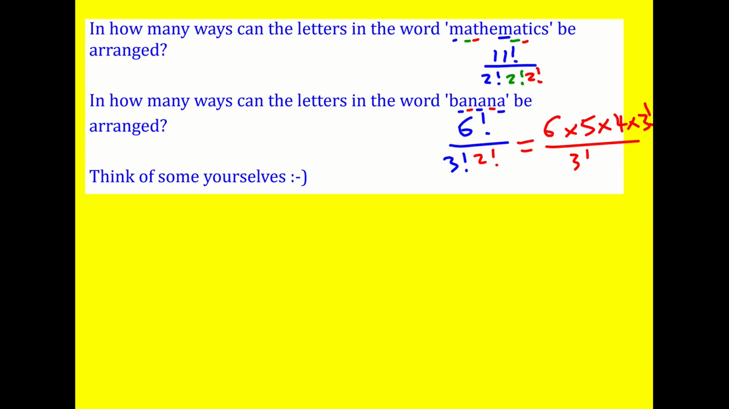This is not the only way you can do it, but it's not a bad shout. Then I can see the 3 factorial cancels with the 3 factorial. That 2, I can write it as 6 times 5. I can partially cancel the 4 with the 2, so 6 times 5 times 2. And I'm going to get 60 different ways of writing the letters, using the letters in the word banana. Can you think of any yourselves? This is just a fun activity to play around with, although it's hard to check. I don't want to write down all 60, do I?